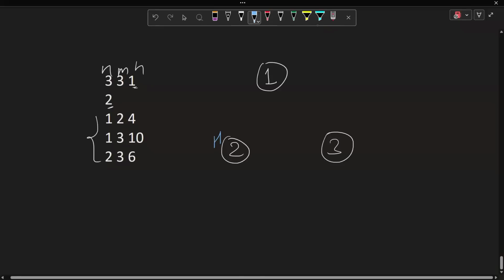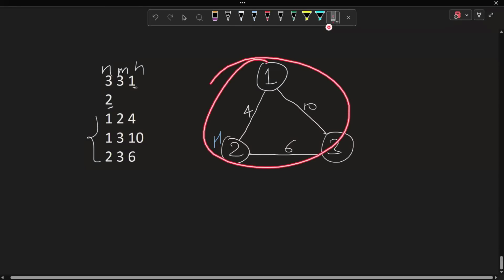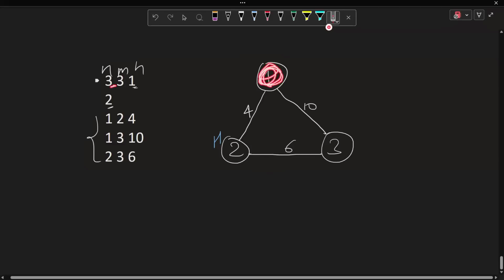Now, about the edges, there's an edge from 1 to 2 with a weight of 4. There's an edge from 1 to 3 with a weight of 10, and 2 to 3 with a weight of 6. Okay, this is the graph we are given. And then we just need to find, one person is starting at node 1, one person is starting at node 3. When can they meet the earliest?